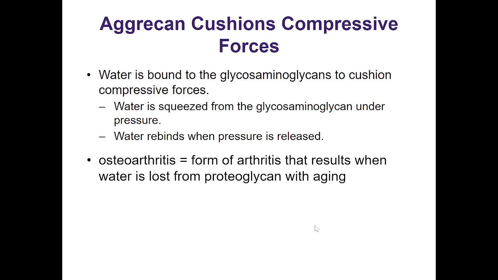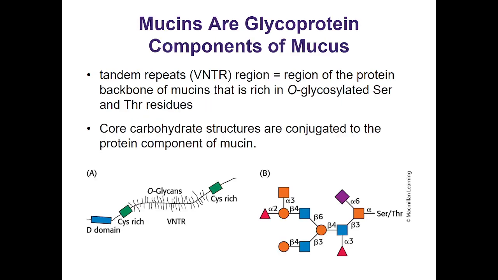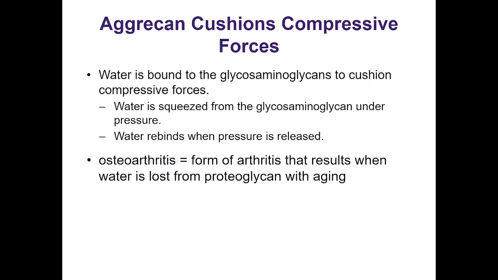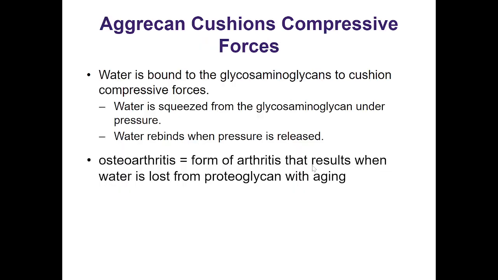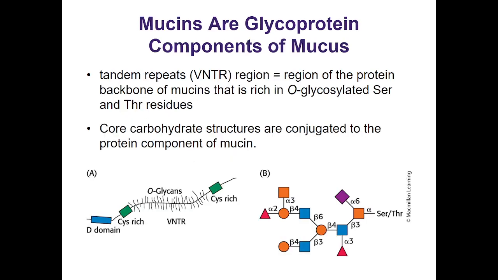So osteoarthritis is a form of arthritis that results when water is lost from the proteoglycan with aging, in which case it becomes brittle and can't absorb forces, right? And so you begin to have fracturing, and it will eventually wear down, resulting in loss of your cartilage structures around your discs and bones and stuff.